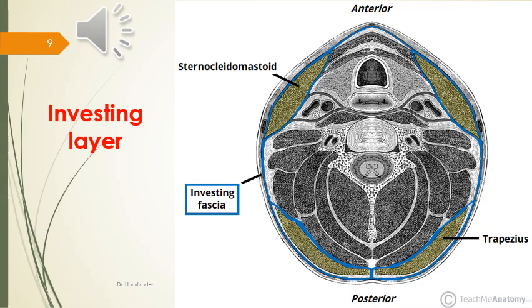In this picture, the blue line is the investing layer. In the posterolateral region, you can see that this layer encloses the trapezius muscle, and in the anterolateral region of the neck, you can see it encloses the sternocleidomastoid. In the anterior midline and posterior midline, this layer meets together and joins together.